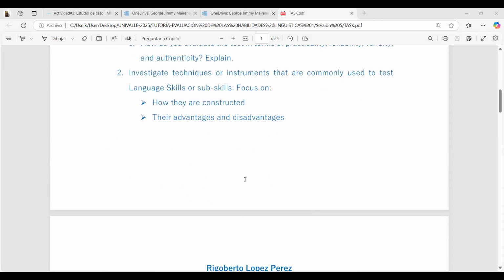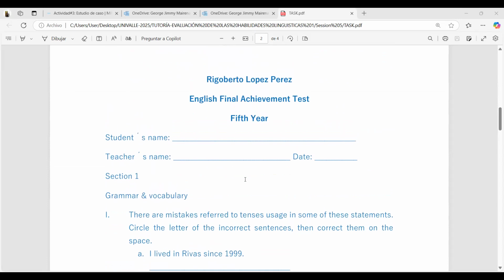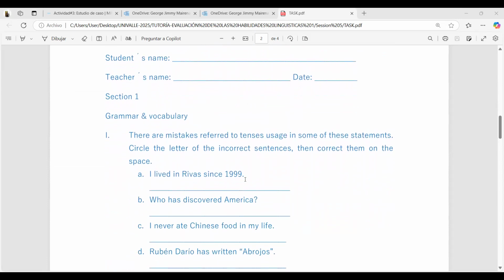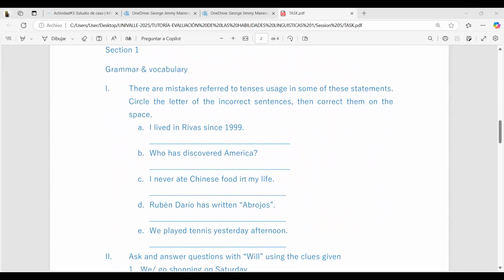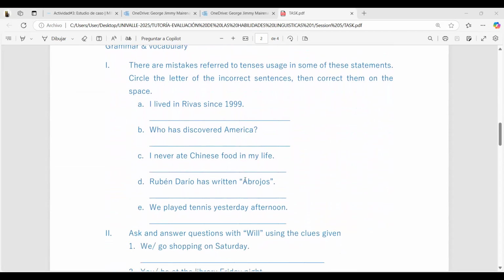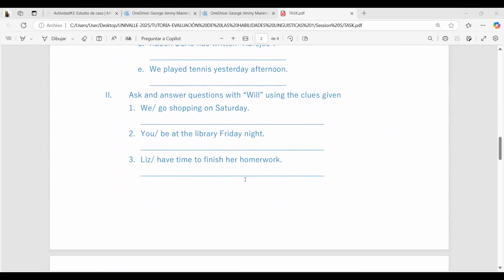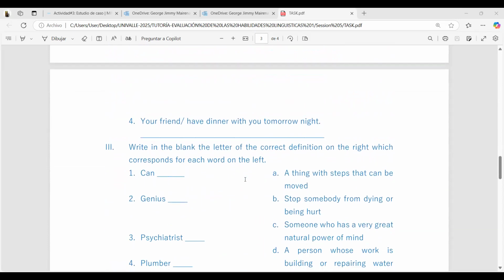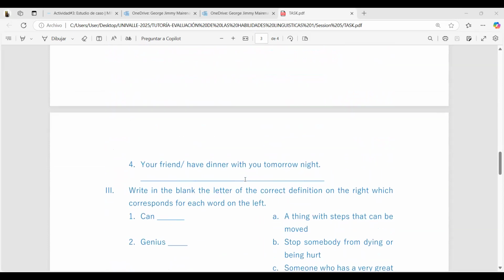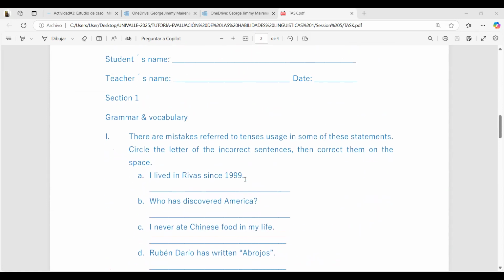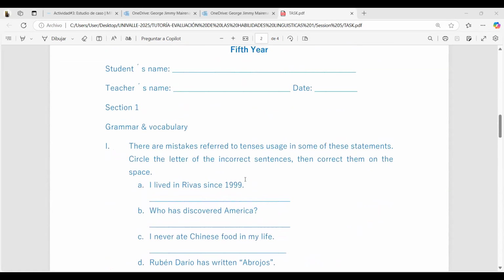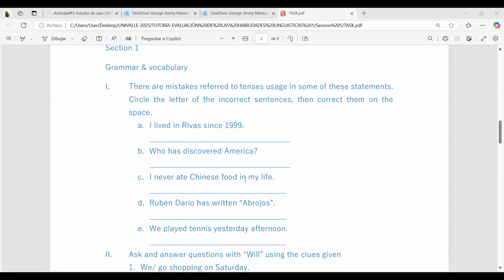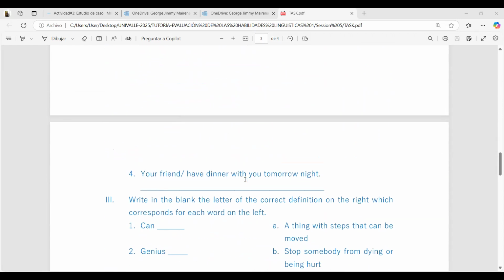Those are the instructions. Here we got the test, okay? So in the test, we got 2 sections, but here it's all together, okay? In your specification table, you need to separate which sections belong to grammar and which sections belong to vocabulary, okay?